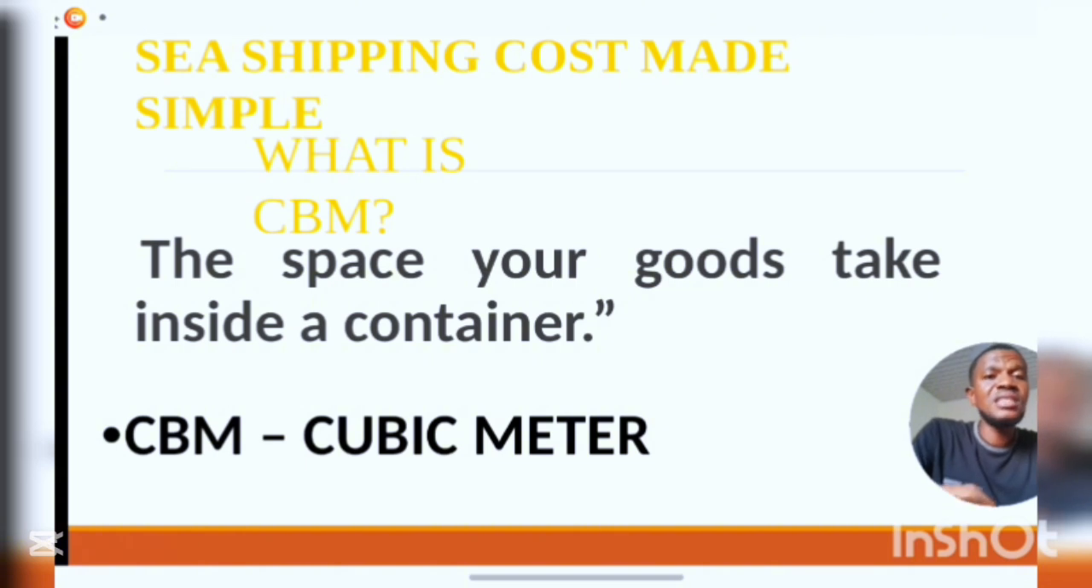When we say CBM, what is it? CBM is the space your goods take inside a container. That is what CBM literally means. The abbreviation CBM means cubic meter. It means three meters coming together to form what? A cube. If you have your length, your width, and your height, we call that what? Cubic meter. And if they are in meters, we call it cubic meters. That is what CBM is all about.